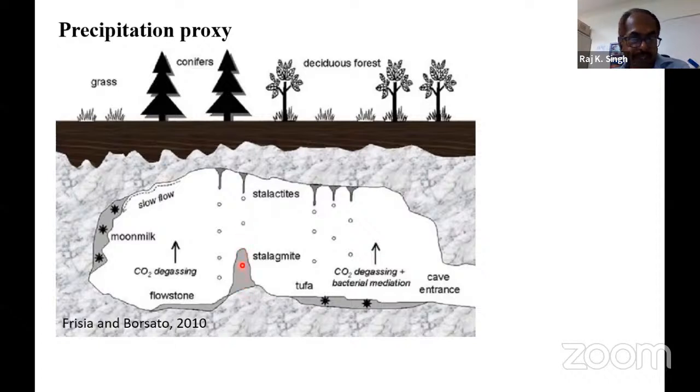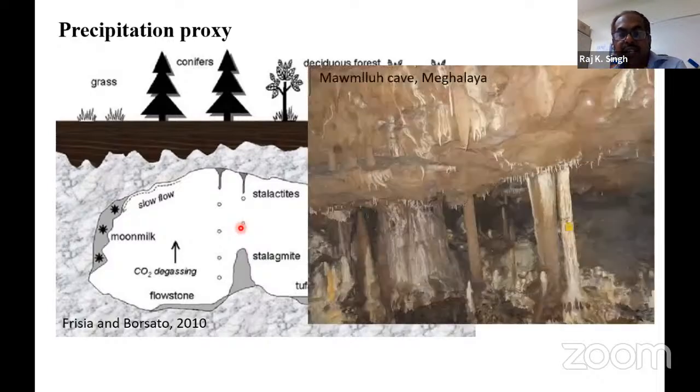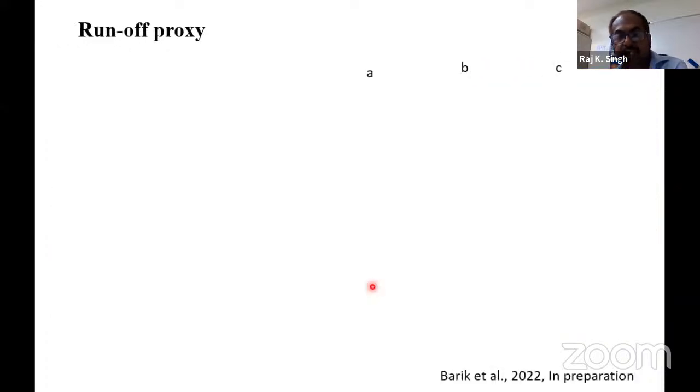and the oxygen isotope enrichment in the stalagmite. I'll show you some of the stalagmite signatures also. This is a picture of the Mawmluh cave, where we have collected a number of samples, and we can see that it has stalactites, stalagmites, and lots of deer. And thanks to the new dating method, we can very precisely date these stalagmites and get the ages.